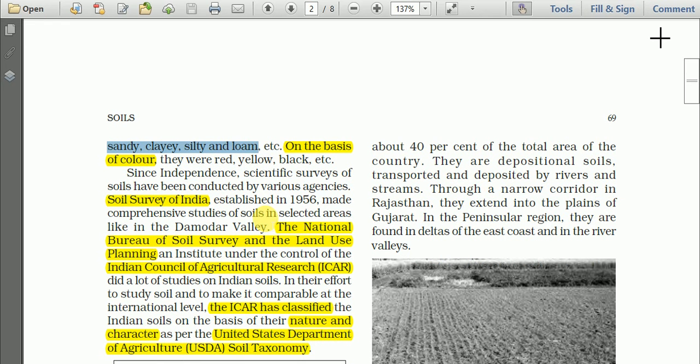Okay, and on the basis of color, we have, for example, red soil, yellow soil, black soil, etc. Remember, on the basis of texture, soils may be classified into sandy soil, clayey soil, silty soil, and loam. Remember, these are the three important components of soil: sand, silt, and clay.